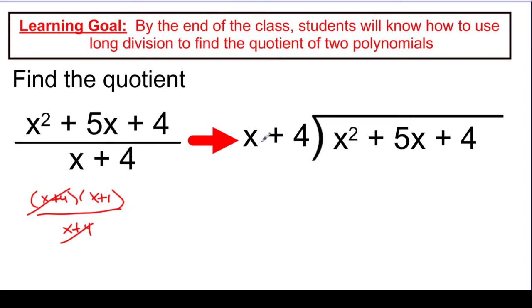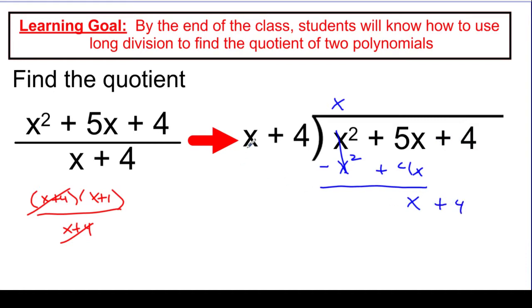So again, I'm going to look at this and say my first term here is x. How many times does x go into x squared? Well, I have to bring in an additional x, right? I'm trying to get that first term to cancel using my x. X times x is x squared. Okay, x times 4 is 4x. And remember, this is a subtraction problem. So x squared minus x squared is gone. 5 minus 4 leaves me with 1x. Bring down my next term, plus 4.